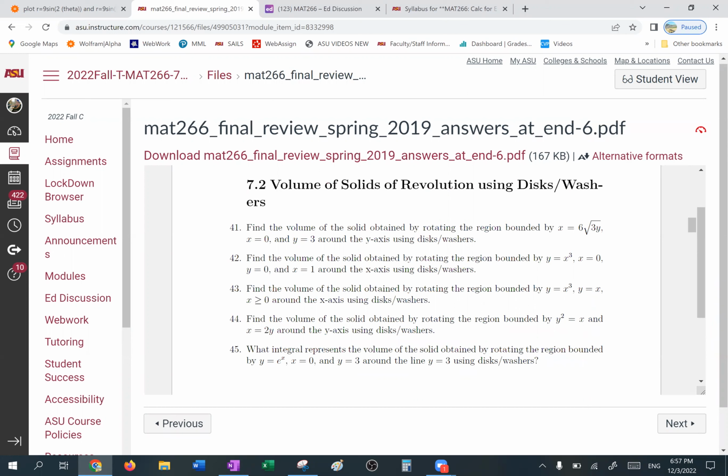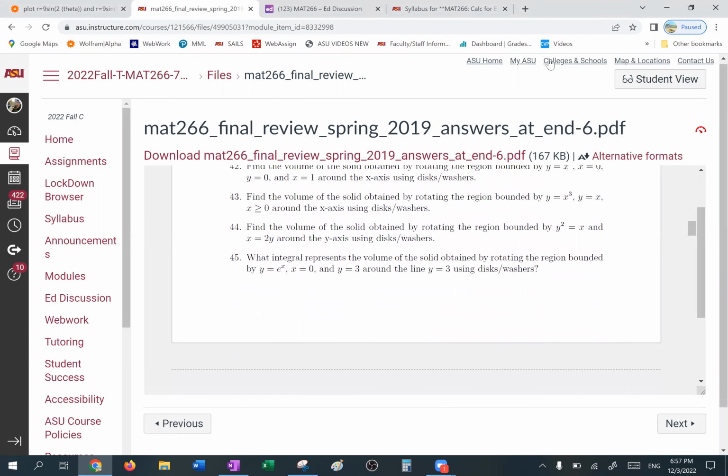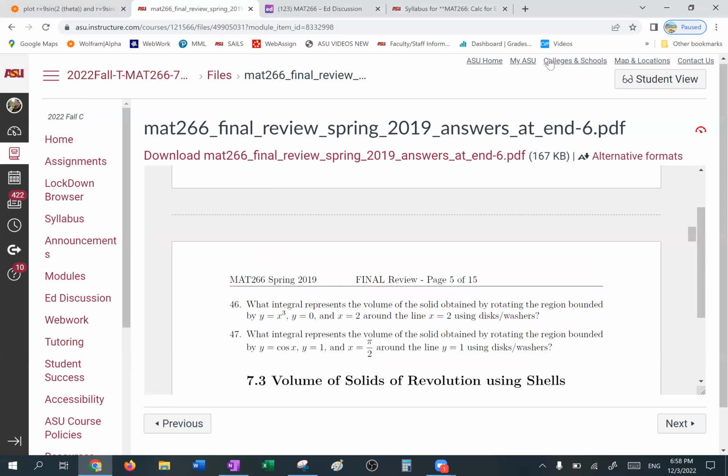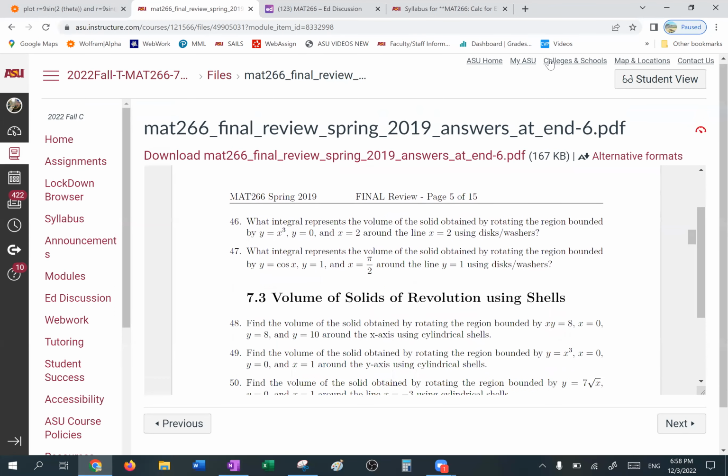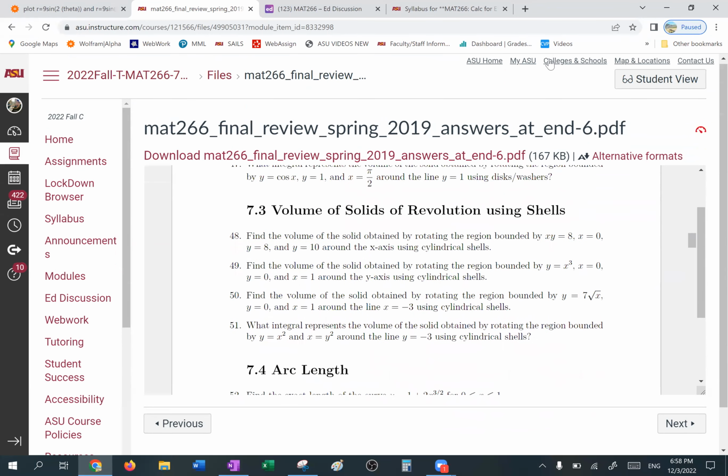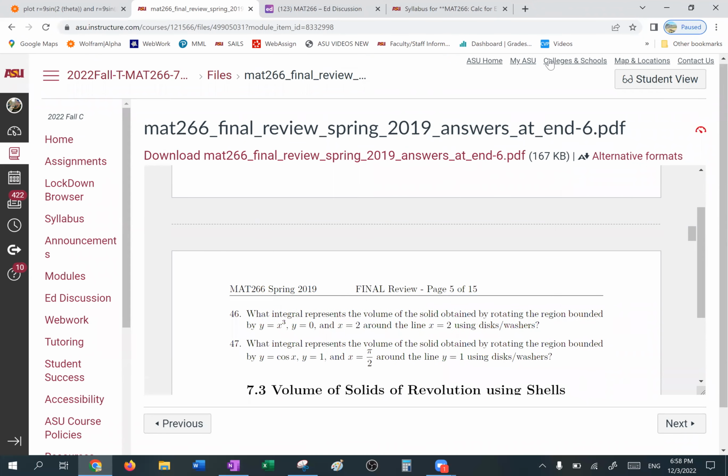And when I talk about shift, do you know what I'm talking about? I'm talking about this: not about the x-axis, not about the y-axis, but about a line. That makes it more complicated. So let's review that. About a line. And there's more. See, the last problems for washers have the line, and for shells, the last two, last three problems. So review these.